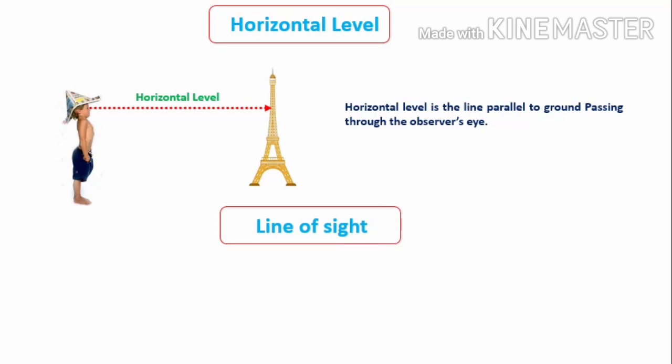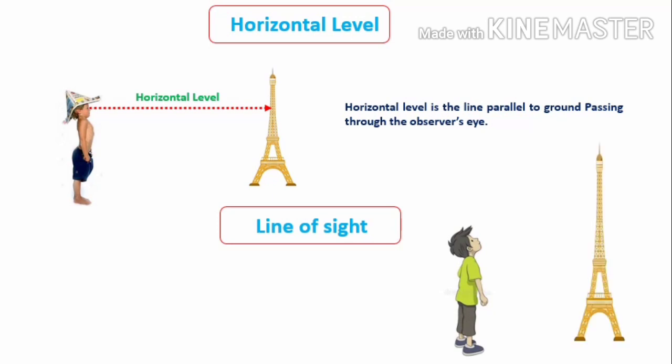The second point is line of sight. Consider a boy who is on the ground looking at some point on the top of the tower. The line which connects his eyes and the point he observes is called the line of sight. And you must note that the line of sight is not parallel to the ground.